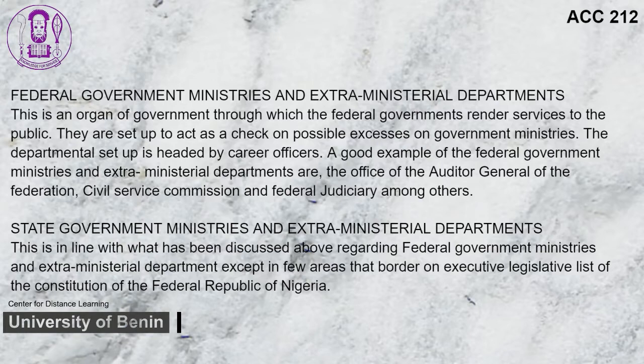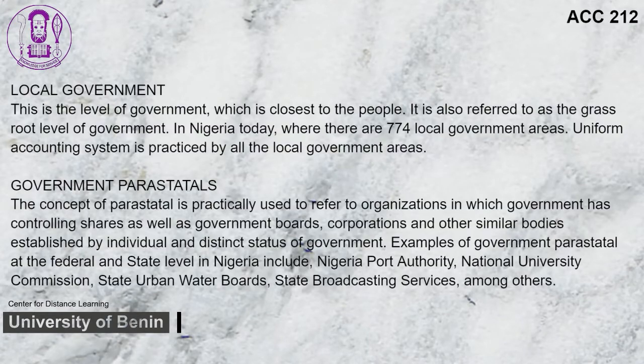State government ministries and extra-ministerial departments. This is in line with what has been discussed above regarding federal government ministries and extra-ministerial departments, except in a few areas that border on the executive legislative list of the Constitution of the Federal Republic of Nigeria. Local government. This is the level of government which is closest to the people. It is also referred to as the grassroots level of government. In Nigeria today, where there are 774 local government areas, a uniform accounting system is practiced by all the local government areas.